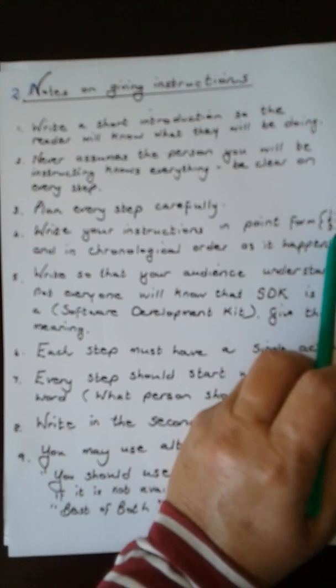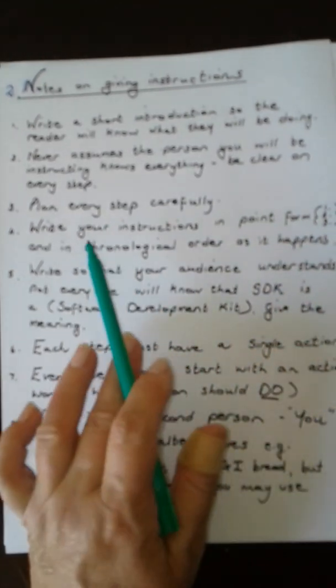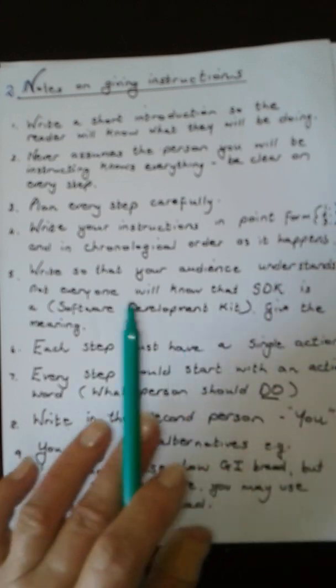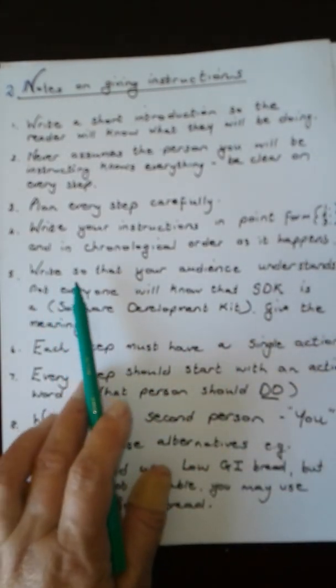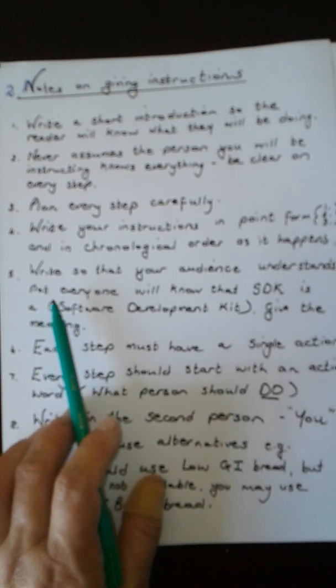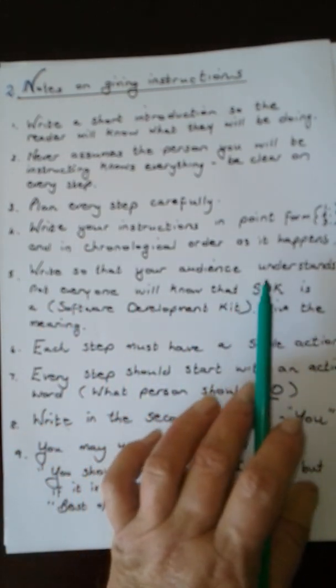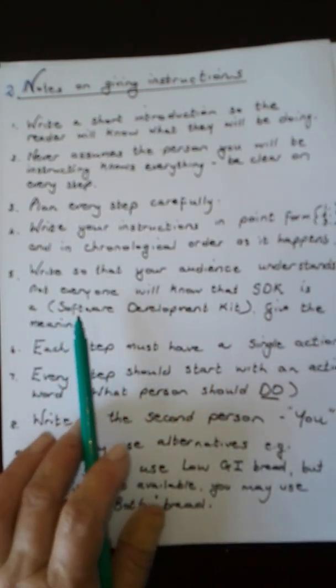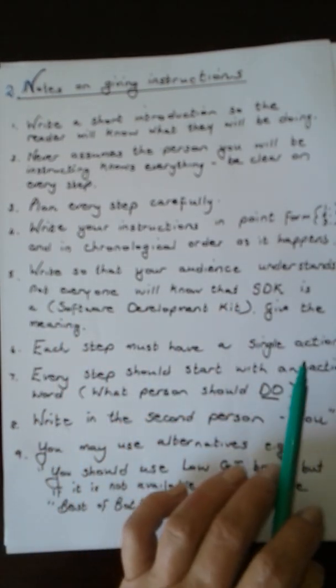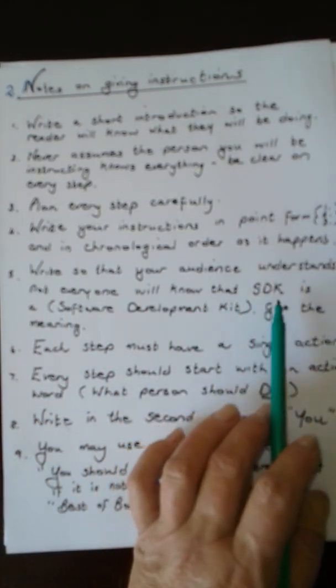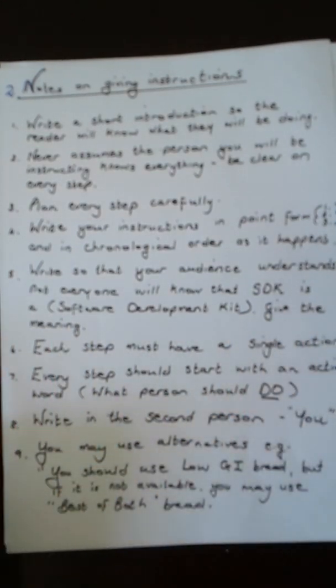Number 1, number 2, number 3, and in chronological order as it happens, okay? Write so that your audience understands, because not everyone will know what an SDK is, that it is a software development kit. So if you write the abbreviation for something, then also give the meaning. It's sometimes very confusing if you buy a product from Japan or wherever, and you have to assemble it or read the instructions because you have no idea what they are talking about.